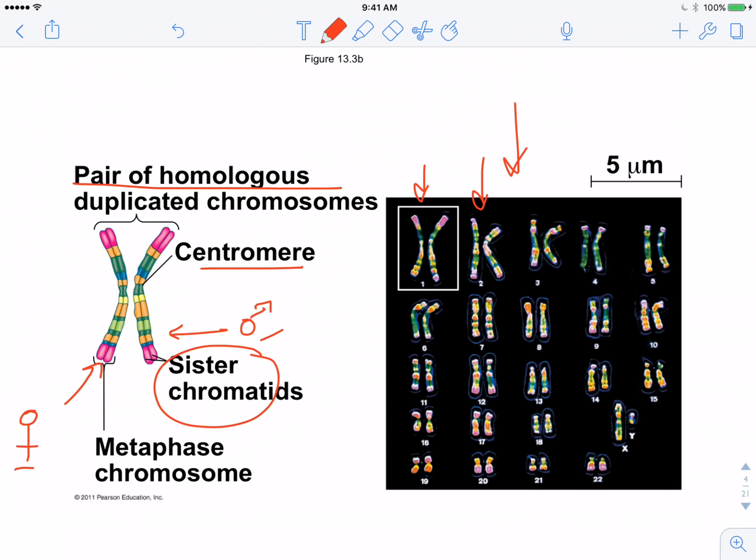So if we go back to this karyotype, can you find the pair of sex chromosomes? It's right there, right here. And so is this individual male or female? That's right. This is a male.